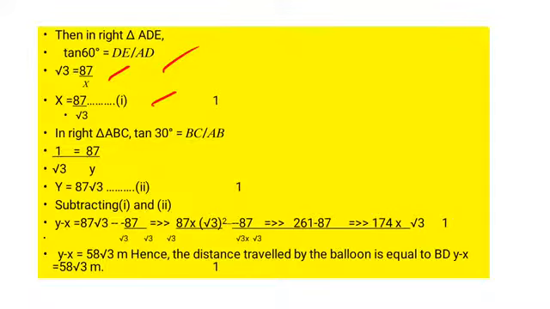In right triangle ABC, tan 30 degree is equal to BC upon AB, that is 1 upon root 3 is equal to 87 upon y, or y is equal to 87 root 3. This is the second equation. Subtracting 1 from second, we will get y minus x is equal to 58 root 3. Hence, the distance travelled by the balloon is equal to y minus x, that is 58 root 3.